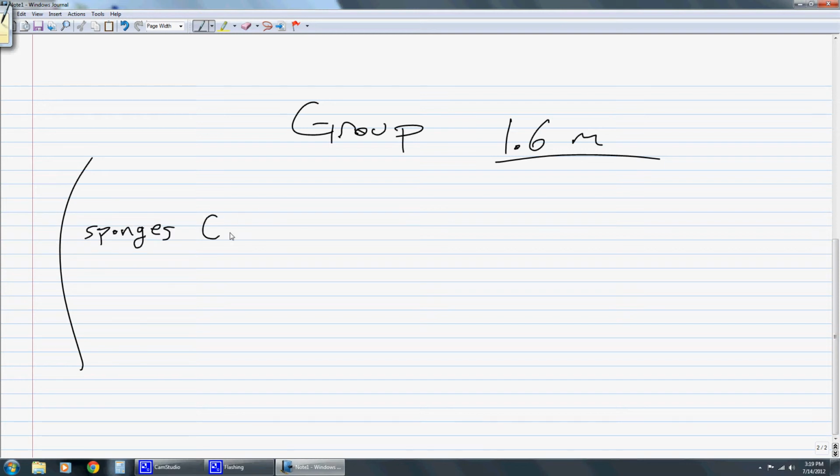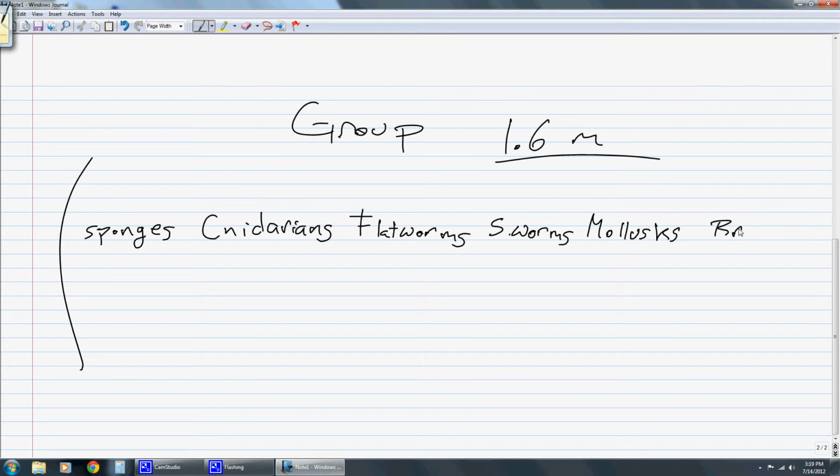We're going to get cnidarians. We're going to get flatworms. We're going to get segmented worms. Let's put S worms, segmented worms. We're going to get mollusks. We're going to get roundworms.